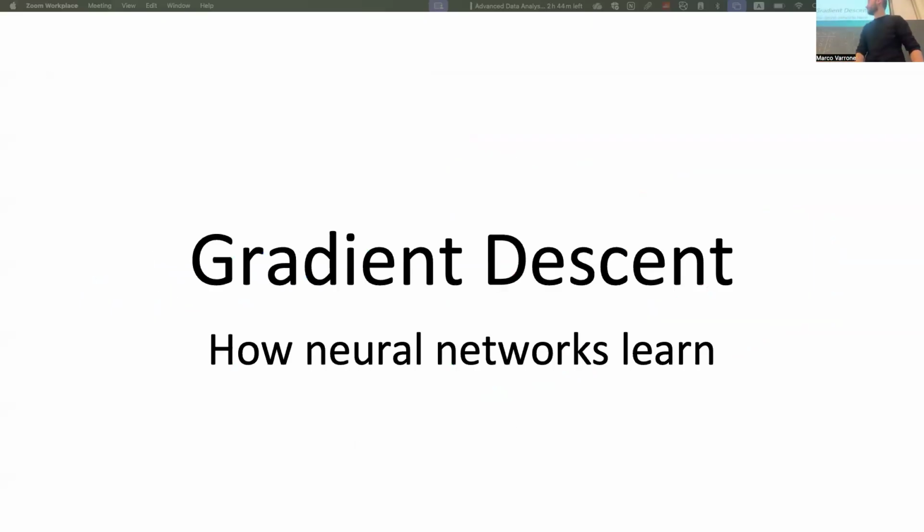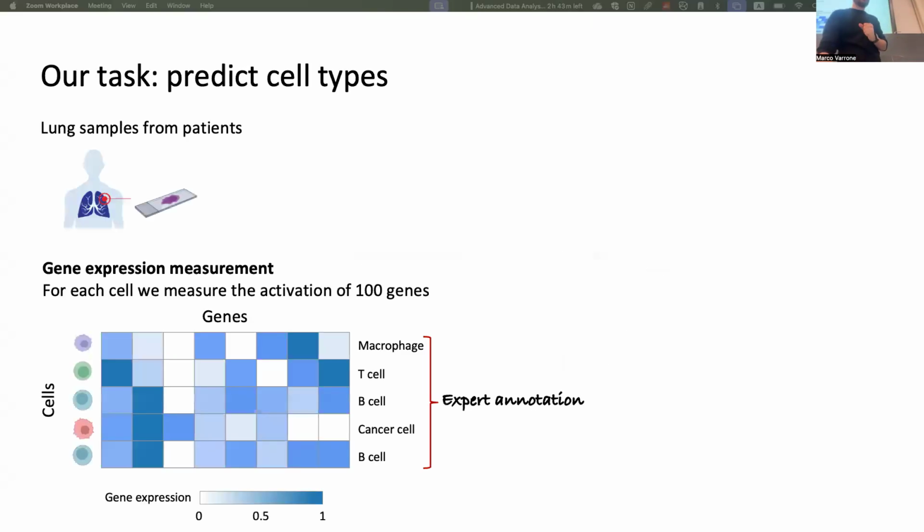But let's now see, at least intuitively, how it's possible to find the right weights and biases to give the best output predictions in a neural network. And for explaining it, I'm going to give an example, which is also going to be the example that we're going to work on in the exercise session, which is also very related to what we do in our lab.